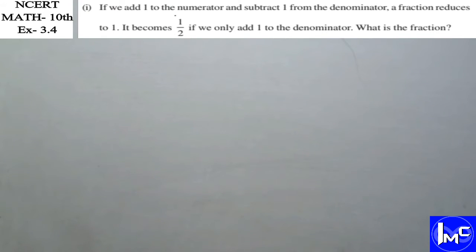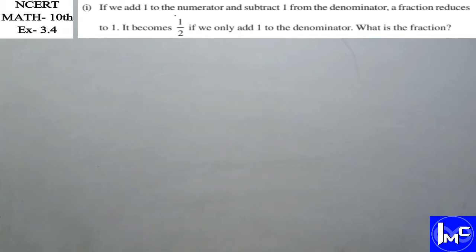Hello students, our next question is question number 2 of exercise 3.3, and it states: from the pair of linear equations in the following problems, find their solutions, if they exist, by the elimination method. Means first of all we have to form the pair of linear equations, and our first problem is, if we add 1 to the numerator and subtract 1 from the denominator, a fraction reduces to 1. It becomes 1 by 2 if we only add 1 to the denominator.